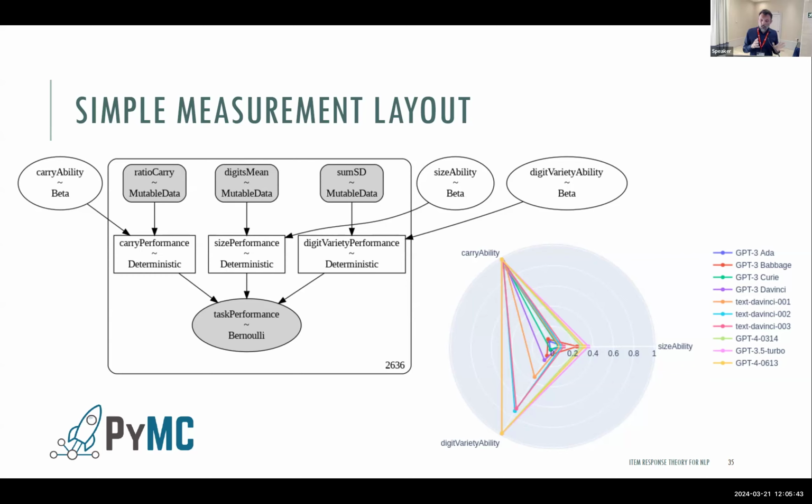And here we just say, okay, for each of these difficulties or demands, we are going to include one ability. One is called the carry ability, another one is the size ability, another one is the digit variety ability. We assume that they have some distributions, beta distribution. We are using PyMC, which is just another probabilistic programming, or this is Markov chain Monte Carlo library. Maybe you have heard of PyMC. You can put all of this there, and the square boxes in the middle, they're basically IRT.